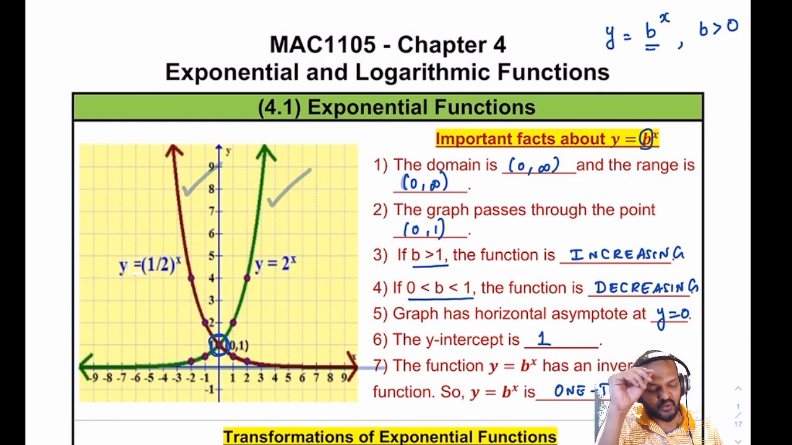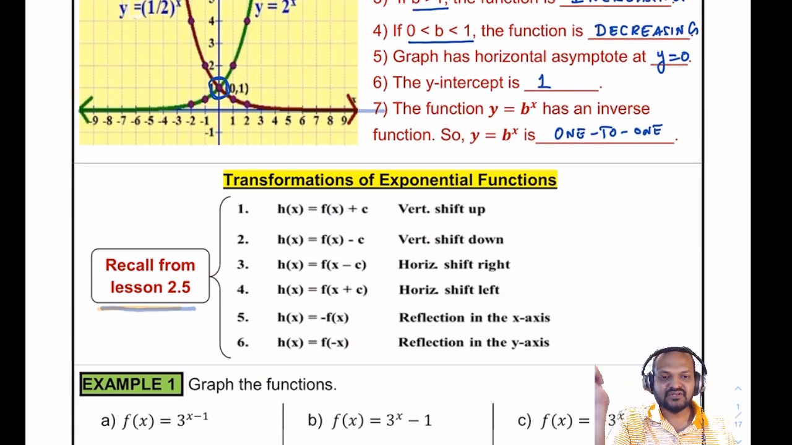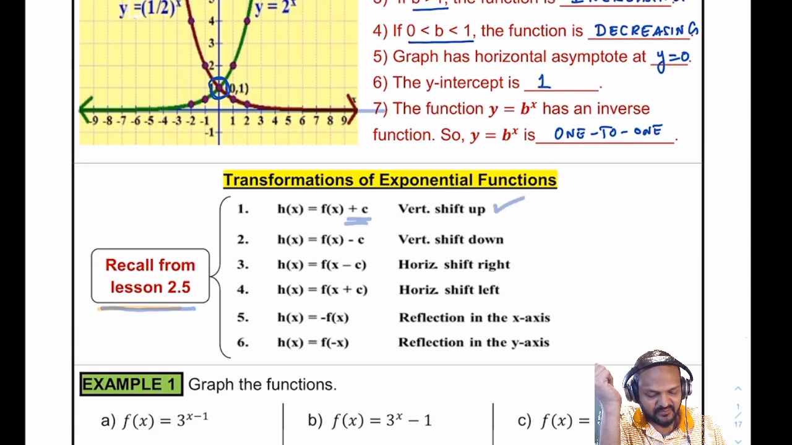Let's take a look at how we graph them. If you recollect from Section 2.5, we talked about how transformations of a function work. We talked about the vertical shift up and down, horizontal shifts, reflection on the x-axis, and reflection on the y-axis, and these are the various forms. If you add a constant c to the function, that's a vertical shift up. If you subtract c, it's a vertical shift down.